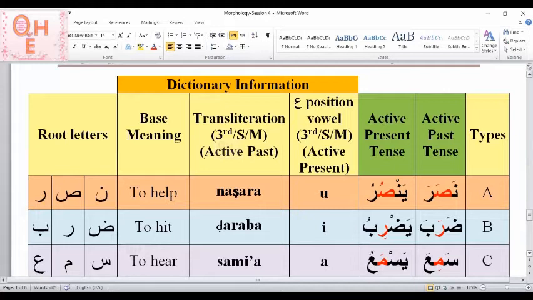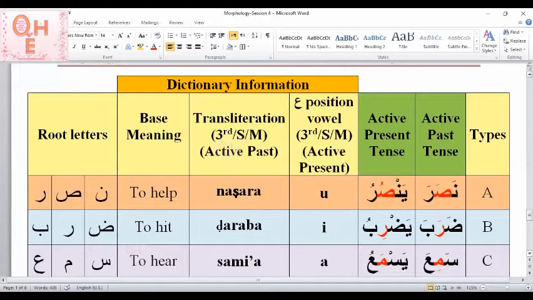Remember, the way we know these types like nasara, yansuru, daraba, yadribu, it is not that I knew these patterns, then I'm checking with the dictionary. It's not like that. It's the other way. I knew these patterns from the dictionary. When I plugged in noon, sod, ra, this is the pattern I got.